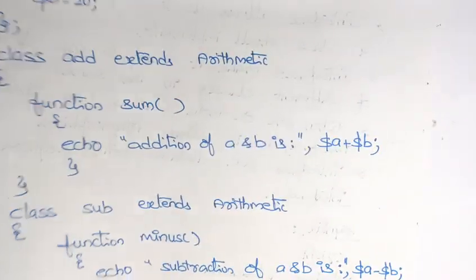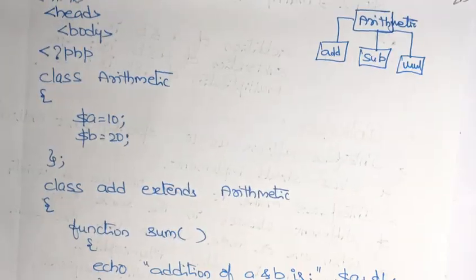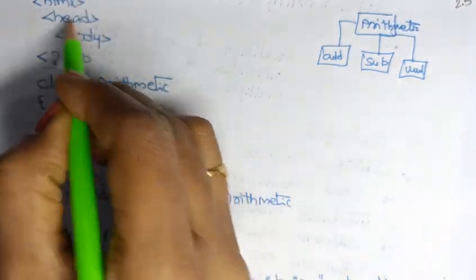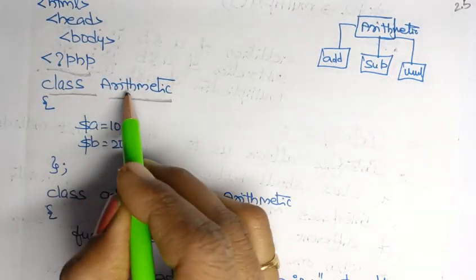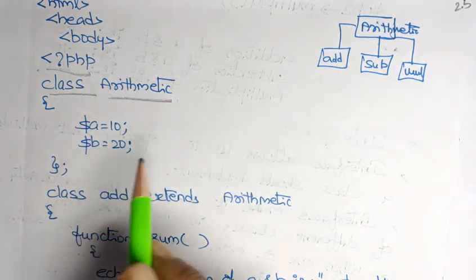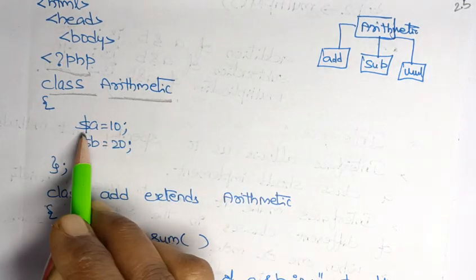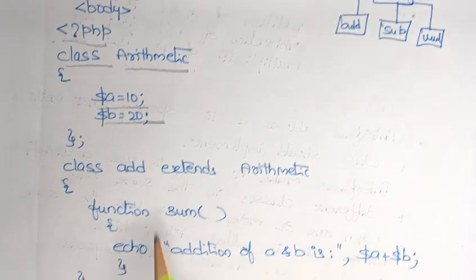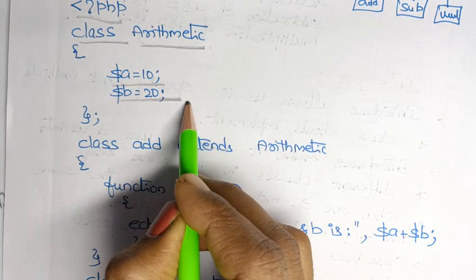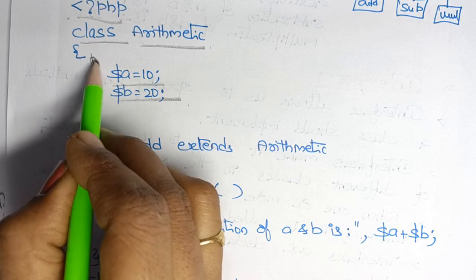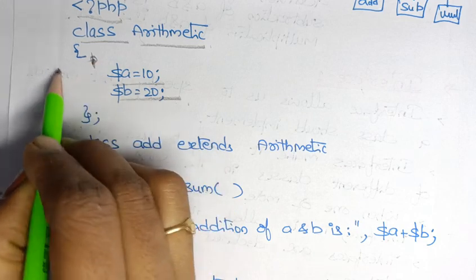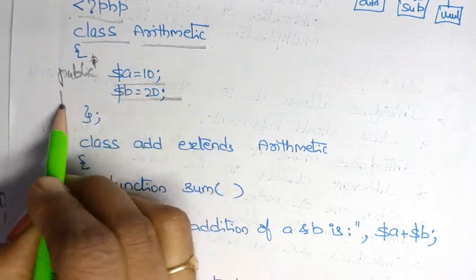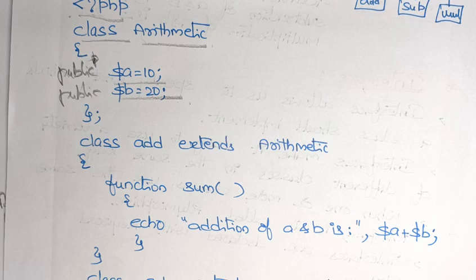So here we will see one simple program. For example, within the PHP code, within the HTML, PHP, next the class name. Here I have taken the class name as arithmetic, any name you can consider. Next open the flower brace, two variables I am using, $a is equal to 10, $b is equal to 20. Here you did not mention any access specifier, so by default it will be considered public. If you want to mention, you can write like that, public $a is equal to 10, public $b is equal to 20, and so on.